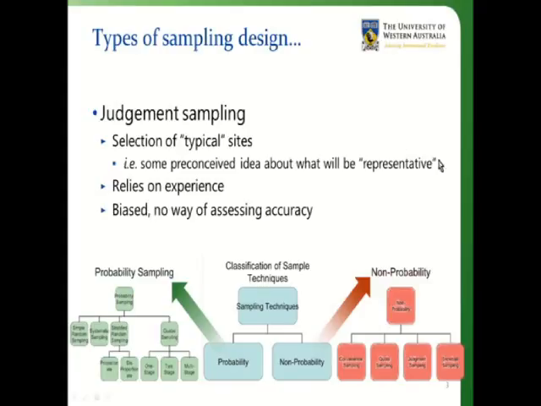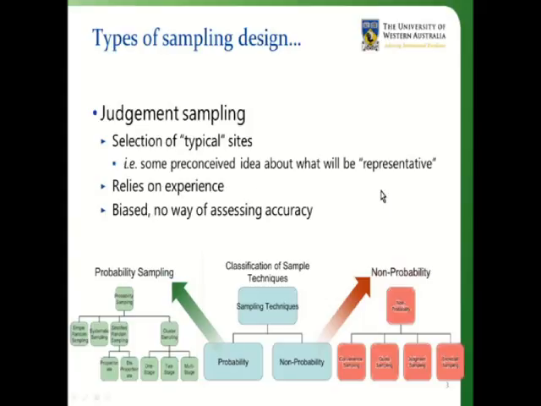There are a few different types of sampling strategies. We can use judgment sampling, but this is something we're going to try and steer everybody away from. We can select what might be a typical site to represent an area, and that involves some preconceived idea about what is representative. A conceptual model, for example, does rely on experience, and it's biased because we think we know where the best place to take a sample to represent a particular environment is.